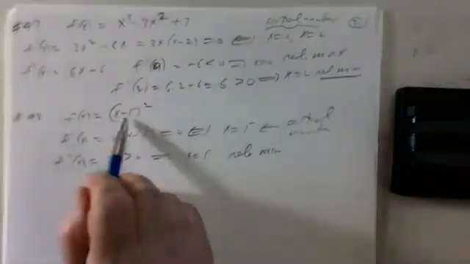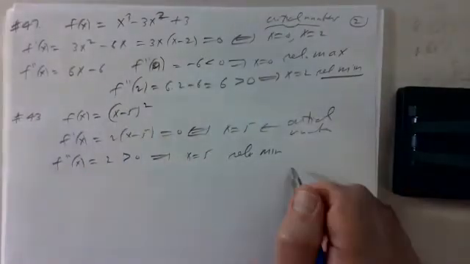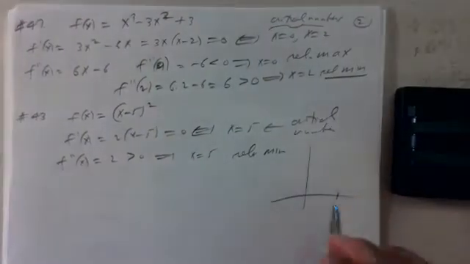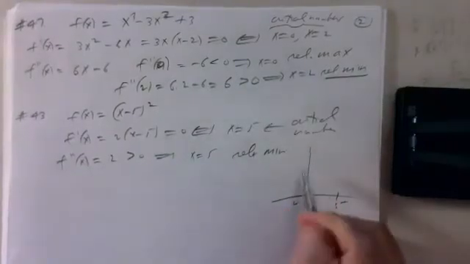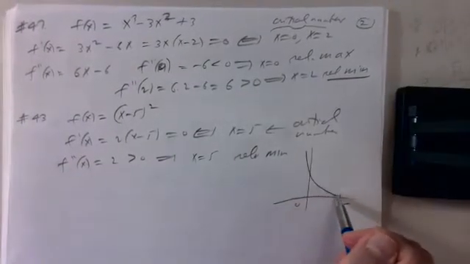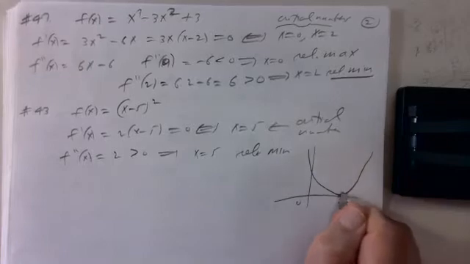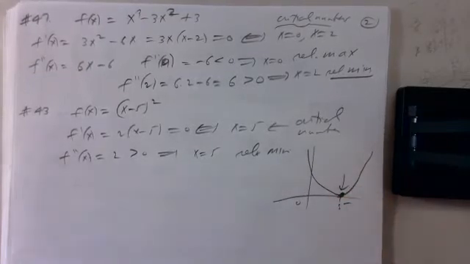And of course, this is just the graph of a parabola, translated over 5 units. This is just the parabola that looks like that. And that's the point x equals 5. And you can see clearly that's a minimum. It's the vertex of the parabola.